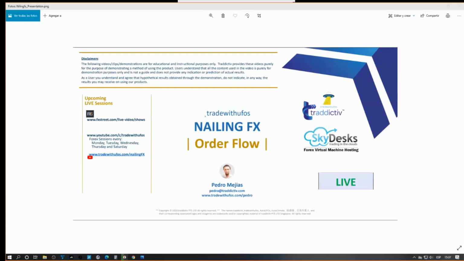Today we're going to talk a little bit about the order flow system. We are with Nailing FX, and before we begin, let's read the disclaimer.